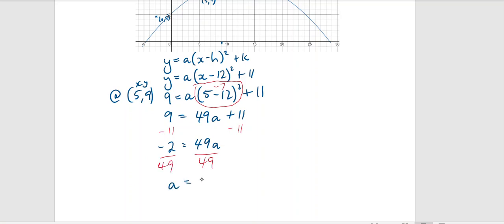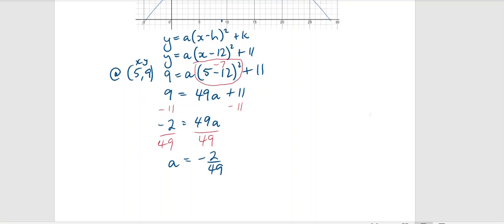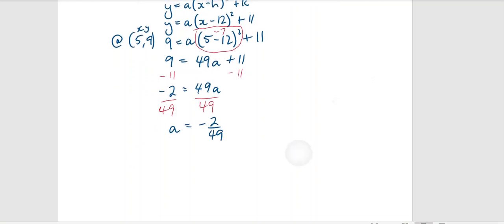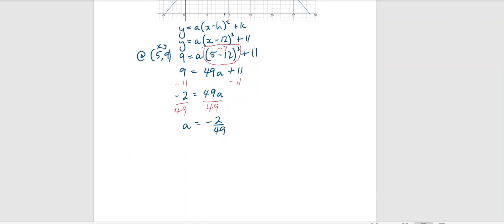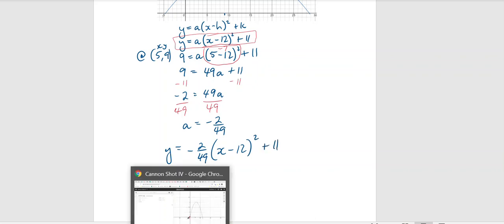A will equal negative 2 over 49. Now we could change that to a decimal, but I would suggest that we keep that one there as a fraction. And so if we go back to, let's remember this again, we go back to this original one here. We're going to substitute in our a value being negative 2 over 49. And then (x minus 12) all squared plus 11. That will be our final solution.